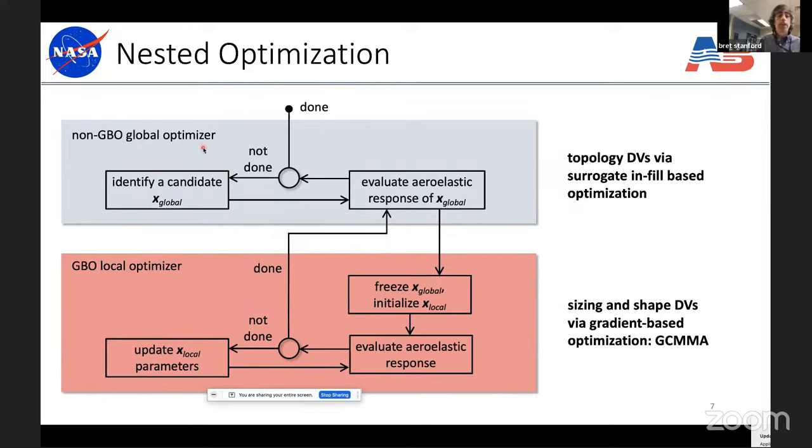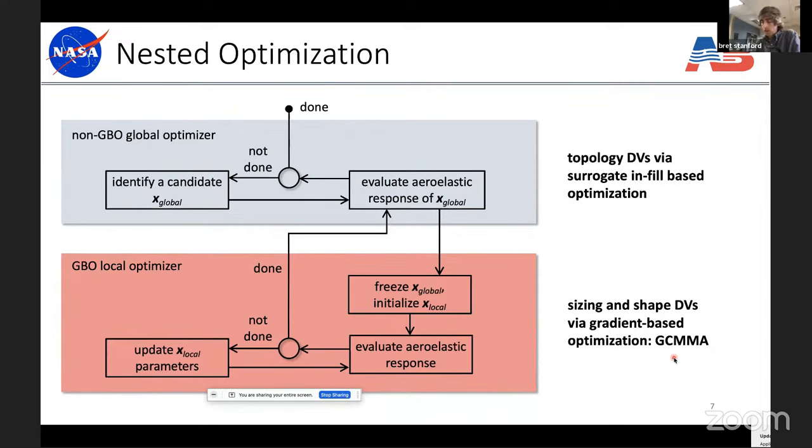For the non-gradient-based global optimizer, we are using a surrogate-based optimization scheme with adaptive infilling. This is basically EGO, efficient global optimization, though we have some additional tweaks that we've added in there that are well-suited for the problem at hand. I won't get into the nitty-gritty on that due to lack of time, but this is just what we're doing. It's a surrogate-based optimization with adaptive infilling. And then for the local optimizer at the gradient-based level, we're using just GCMMA, which seems to work pretty well there.